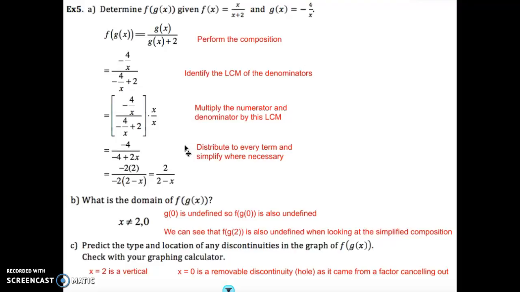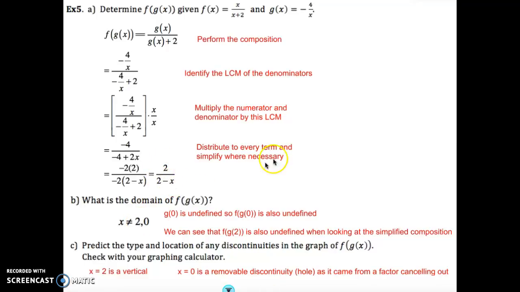It's perfectly okay if you came up with the answer negative 2 divided by x minus 2. Those are both mathematically equivalent. And so what is the domain of this function? Well, if you were to just look at this simplified version, it's very easy to identify that x cannot be equal to 2.